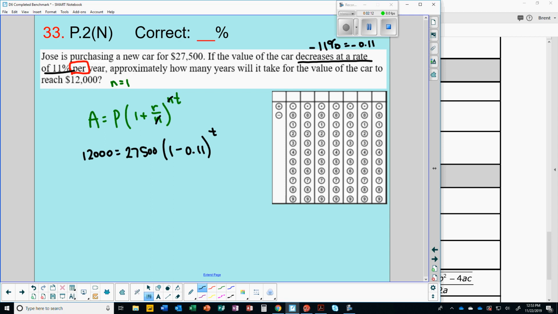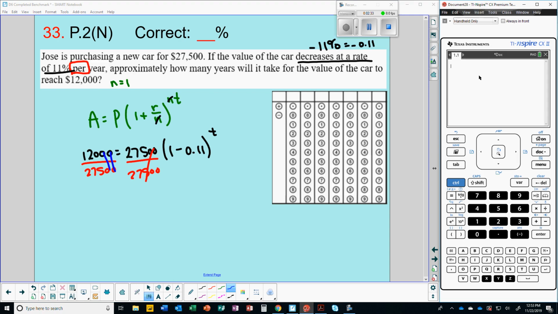So to solve this, doing a little algebra here, I'm going to divide by 27,500. And we could solve this, but for the sake of time, I'm just going to do some algebra here. And I see these zeros can erase. 5 will go into both those numbers, so let me see what this is on our calculator. I'll type in 12,000 divided by 27,500. Press enter, that's 24 over 55. So 24 over 55 equals, 1 minus 0.11 is 0.89 to the power of t.